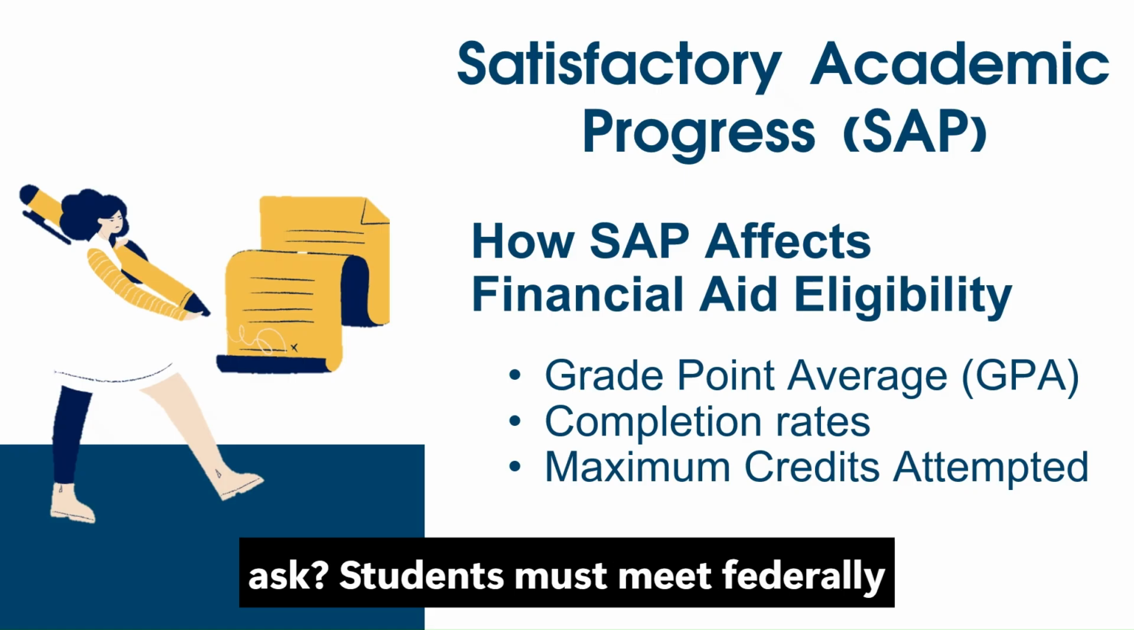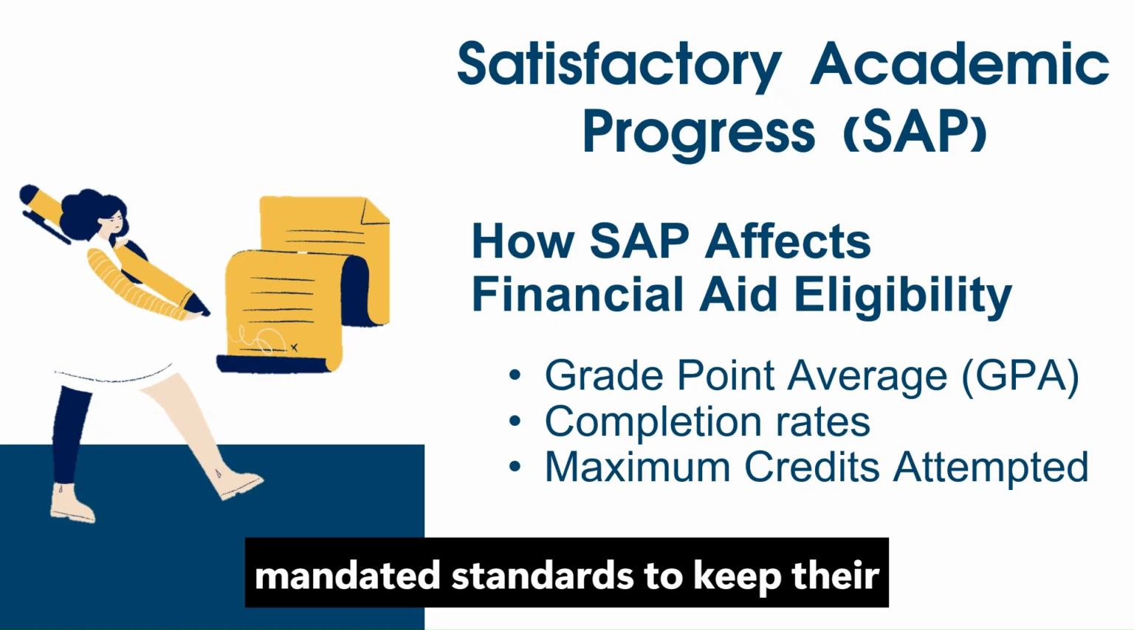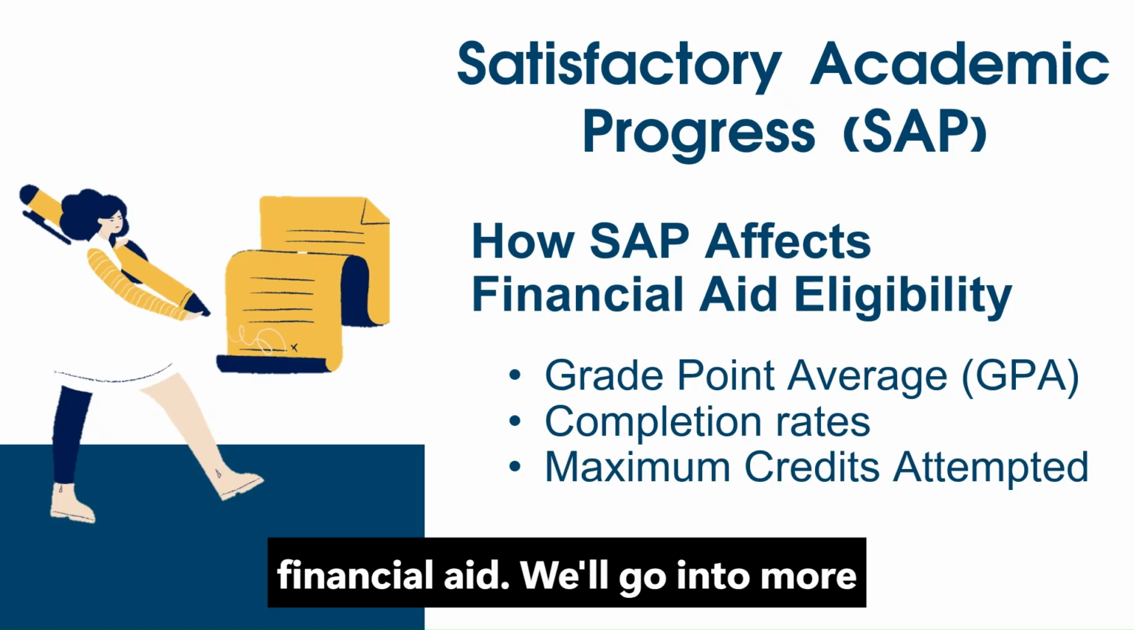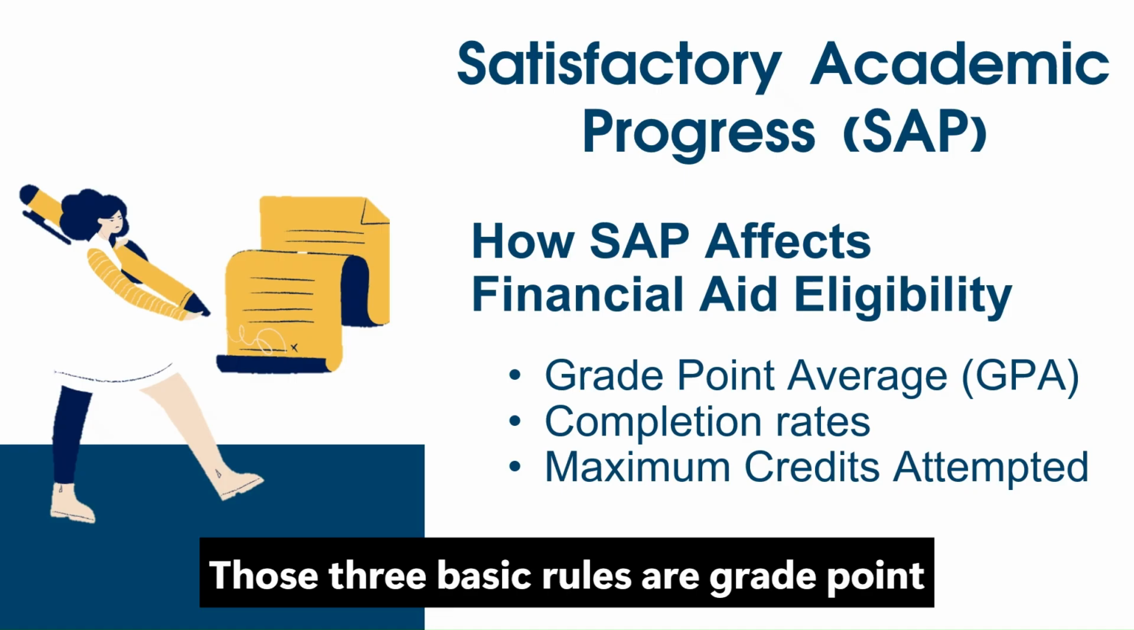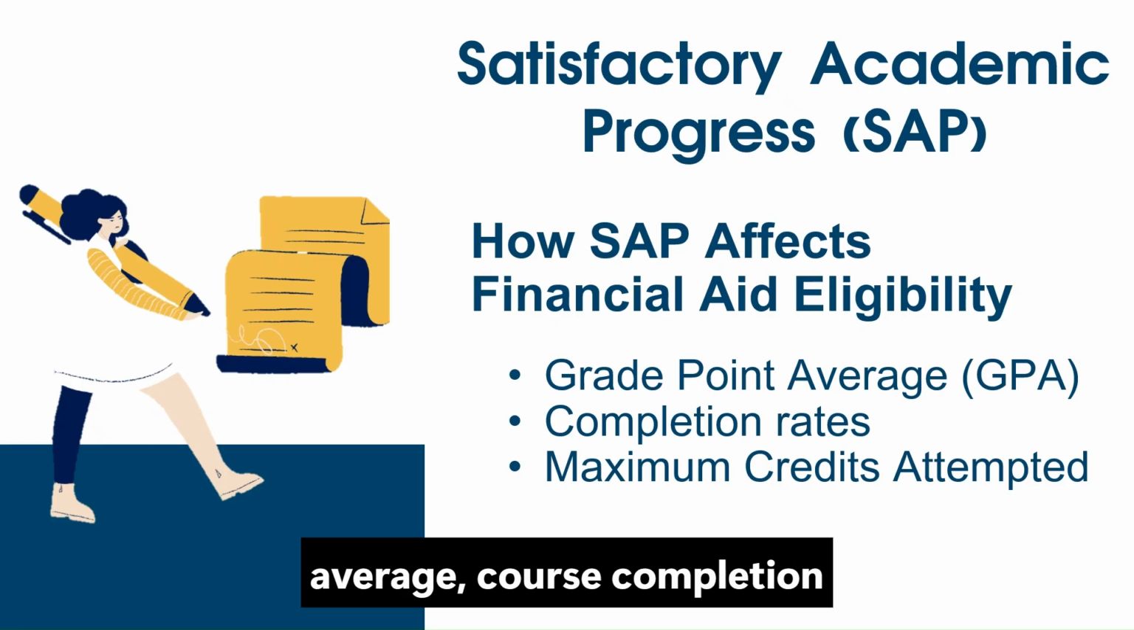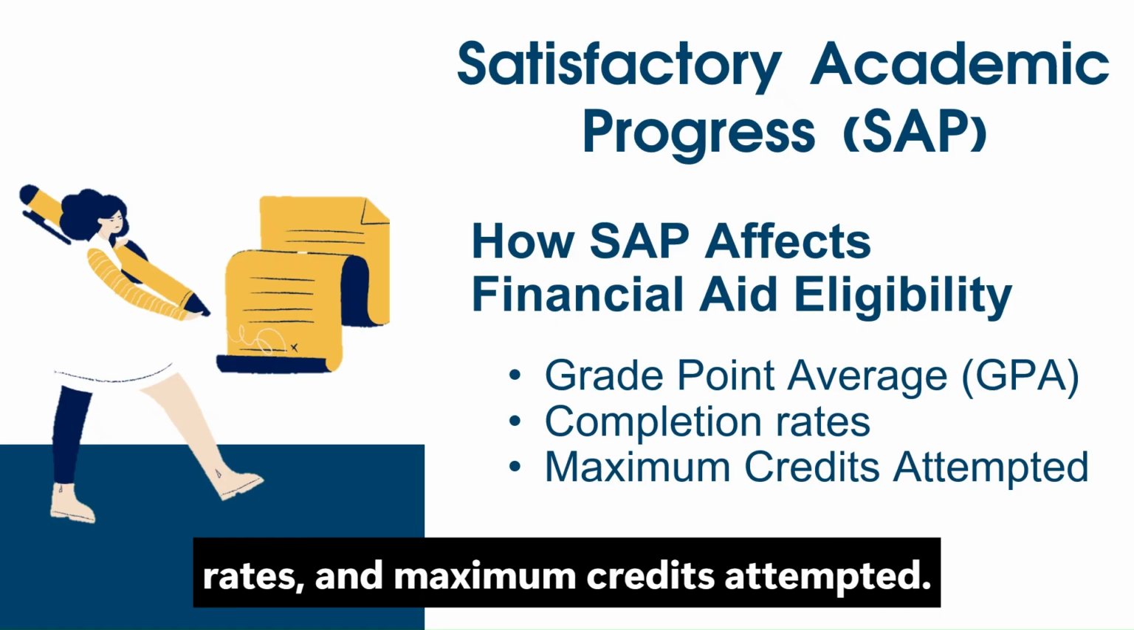Students must meet federally mandated standards to keep their financial aid. We'll go into more detail about the different SAP rules. Those three basic rules are grade point average, course completion rates, and maximum credits attempted.